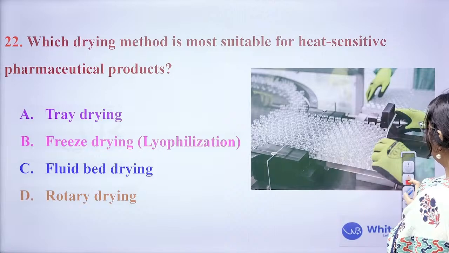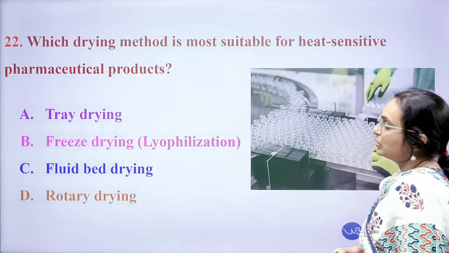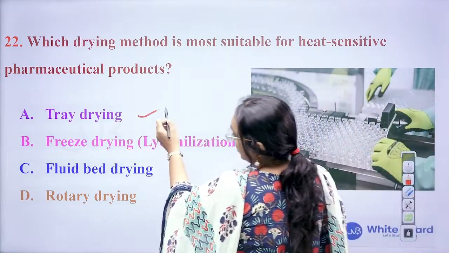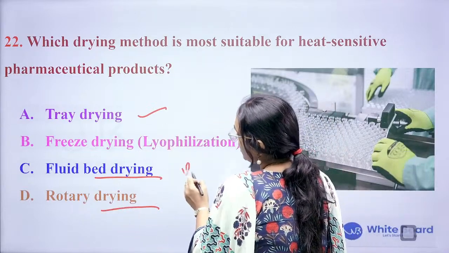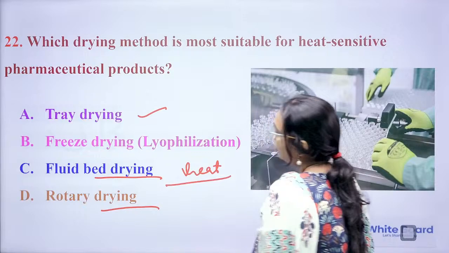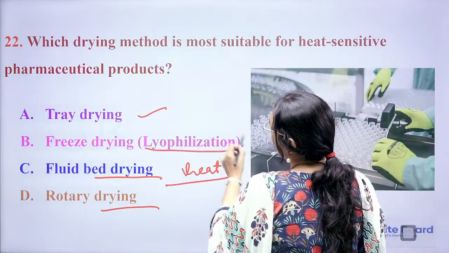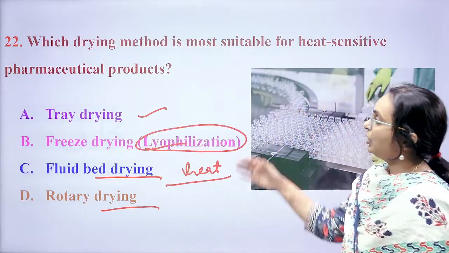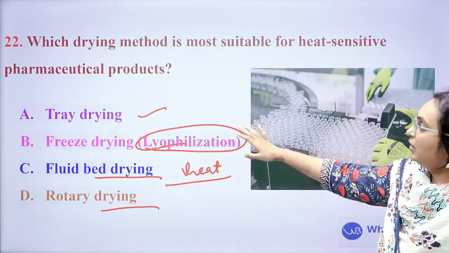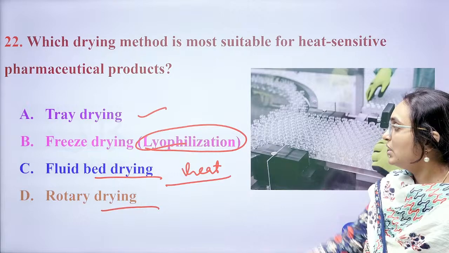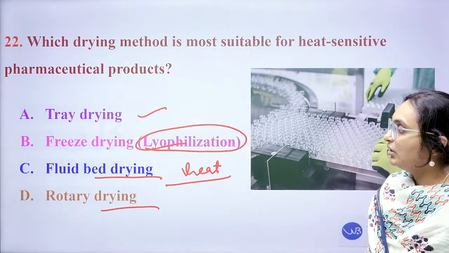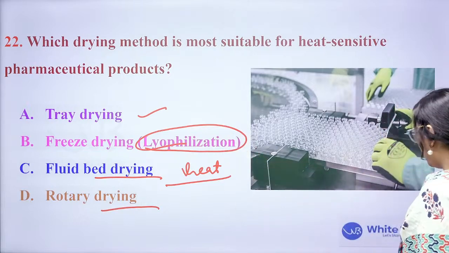Which drying method is most suitable for heat-sensitive pharmaceutical products? Tray drying, fluid bed drying, rotary drying. All these three options involve heat. So, freeze drying or lyophilization is the technique where you can dry heat-sensitive pharmaceutical products. So, lyophilization or freeze drying, option B, is the correct one.